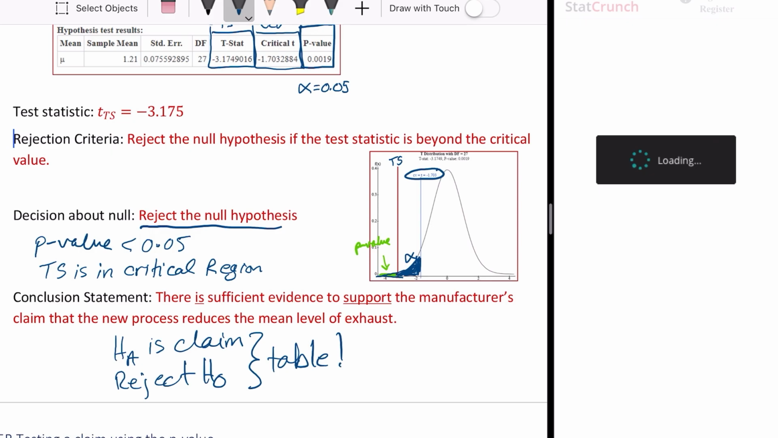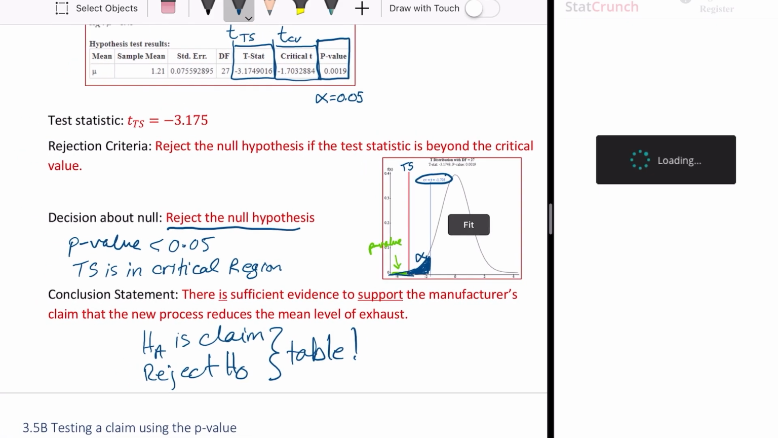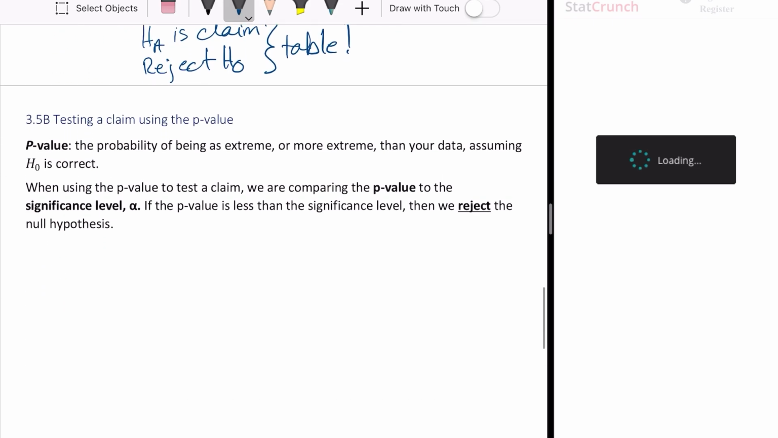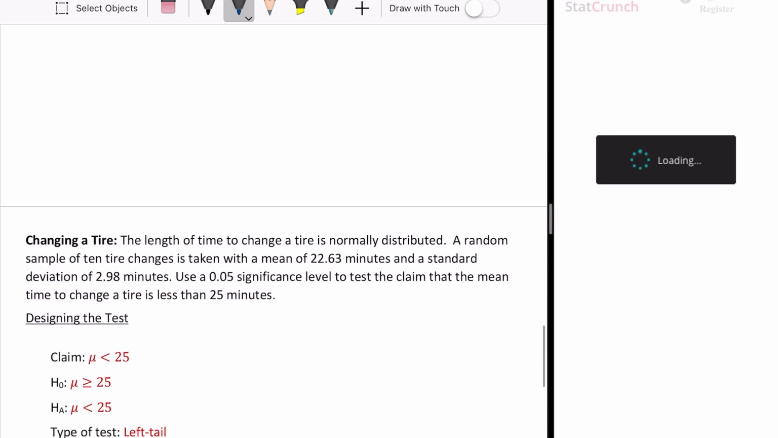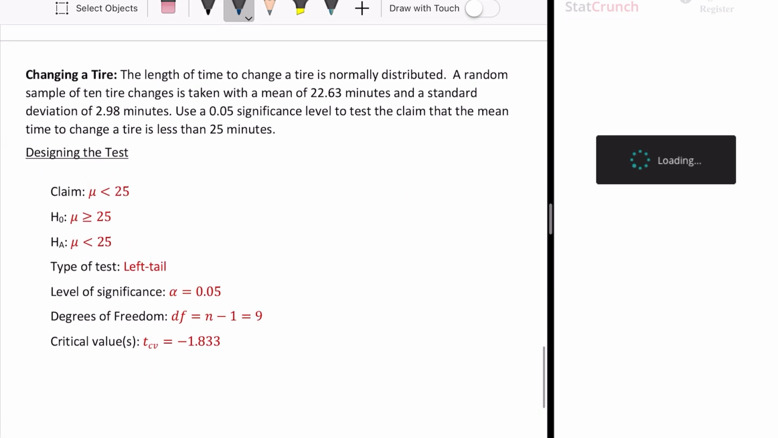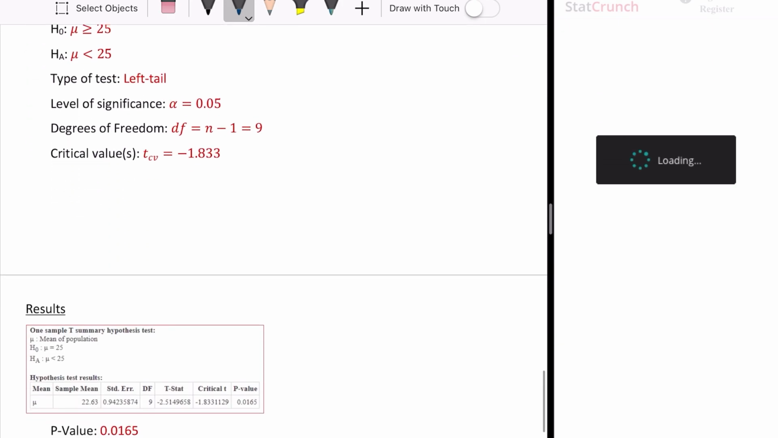All right. So, on the next question, do we have one with data? Let's see. This one does not have data. Changing a tire. So try this changing a tire question on your own. It says to use the p-value, but do it both ways. Use the p-value and use the test statistic, and make sure that you can get the same results.